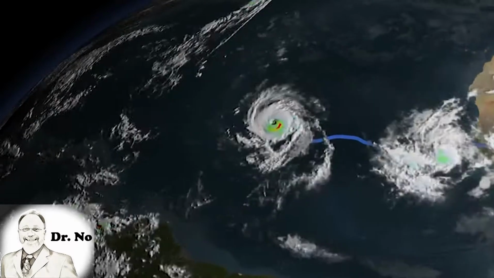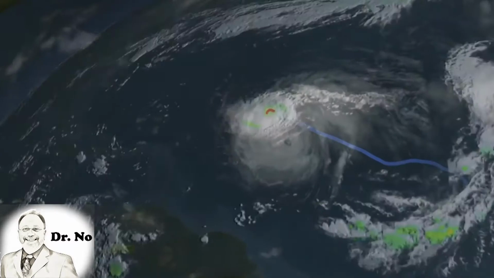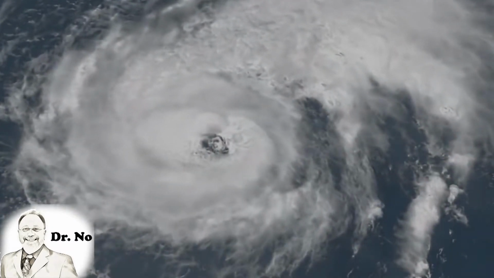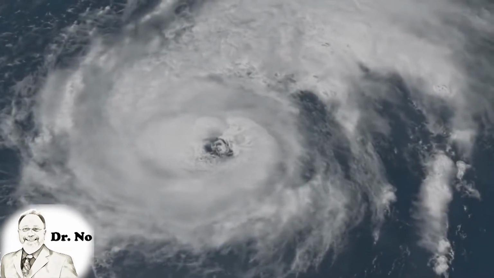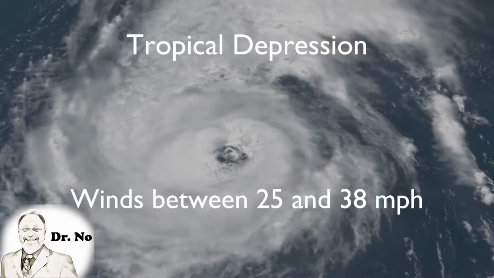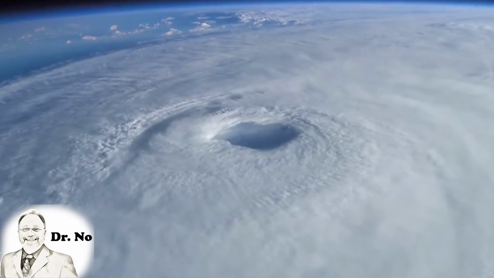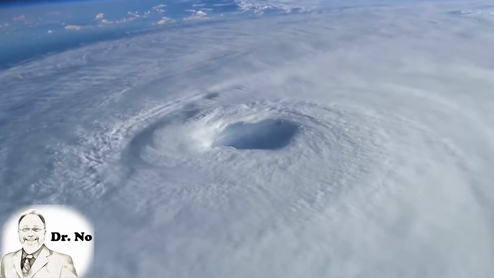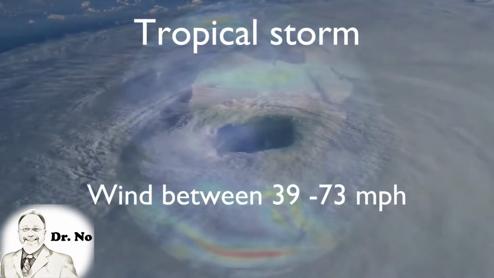Then air at the surface moves toward the lower pressure area, rises, and creates more thunderstorms. Winds in the storm cloud column spin faster and faster, whipping around in a circular motion. When the winds reach between 25 and 38 miles per hour, the storm is called a tropical depression. The next stage is tropical storm. When the wind speeds reach 39 miles per hour, the tropical depression becomes a tropical storm.